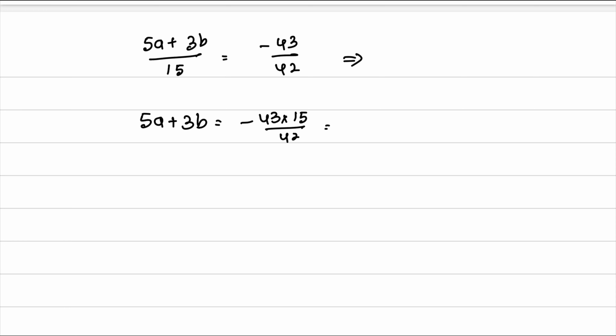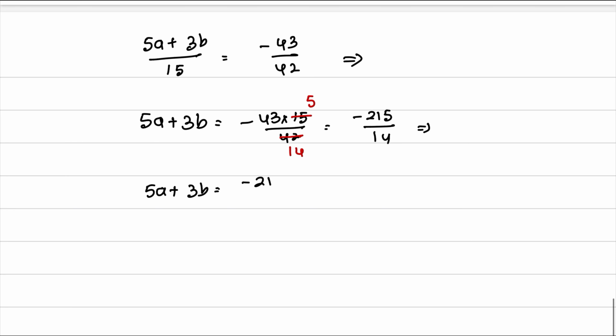This will be 3 fives and 3 fourteens. This will be 5 into 43, which is minus 215 divided by 14. That implies 5a plus 3b is equal to minus 215 by 14. This is the answer.